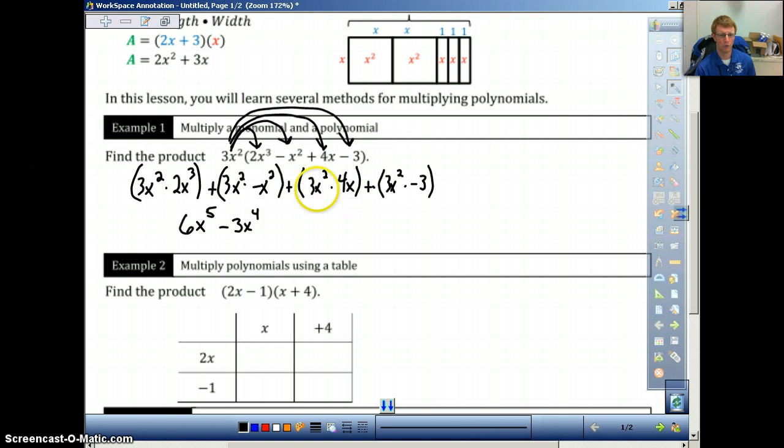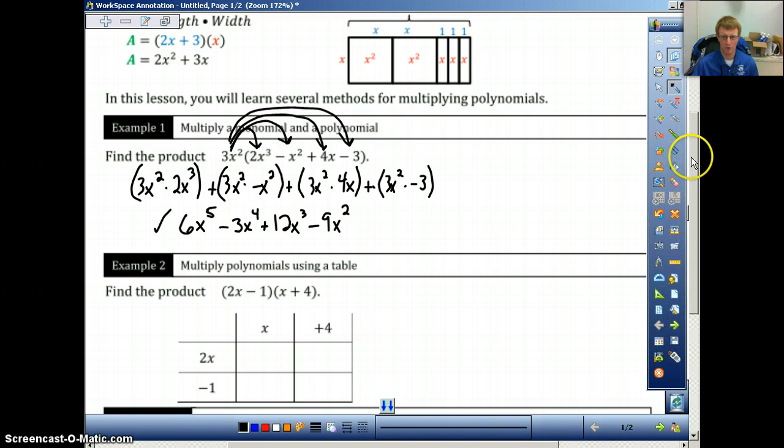Here we have 3 times 4 is 12. X squared times x is x to the third. So we have plus 12x to the third. And our last one is 3 times negative 3 is negative 9, so minus 9x squared. And that is it. Okay, that's as simplified as it gets.